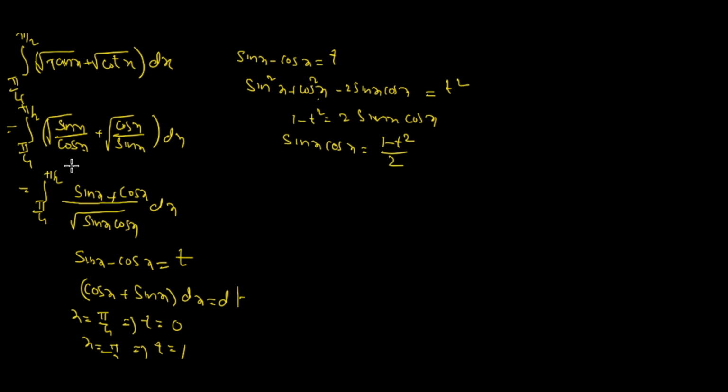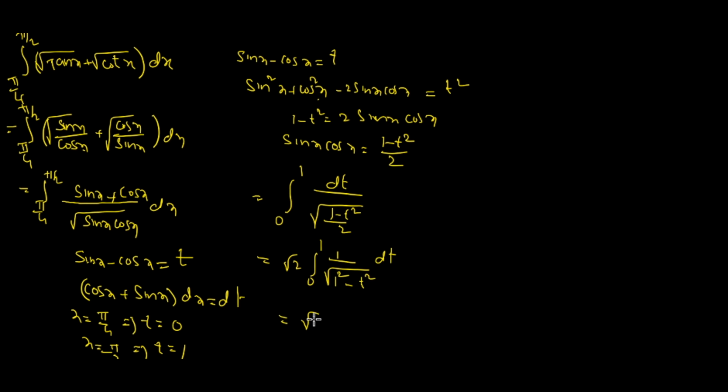Substituting these values in this problem, it is equal to the integration from 0 to 1 of dt by under root of (1 minus t square) by 2, that is root 2 into the integral from 0 to 1 of 1 by under root of 1 square minus t square into dt. That is equal to root 2 into sin inverse t, since the integration of 1 by root of 1 square minus t square is sin inverse t.